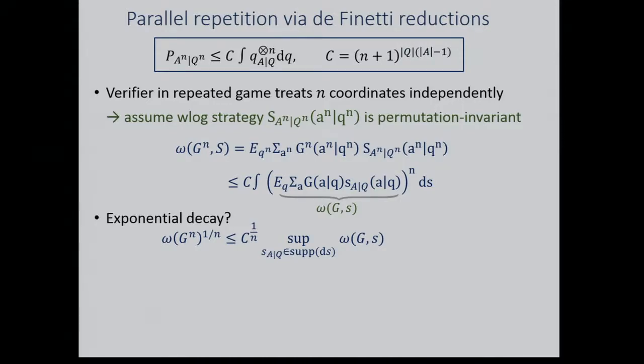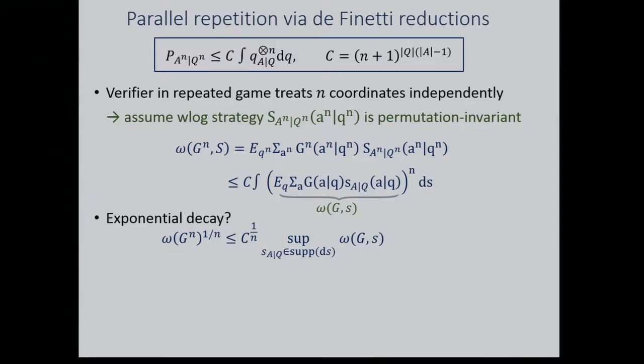And so, all right, let's raise this to the power 1 over n. We get this constant to the 1 over n, so this is going to go to 1 as n goes to infinity. And then this here, I can just take the worst case, right? So I'll take the supremum over all strategies in the support of my prior of how well that strategy does. And this will be raised to the n. When I raise to the 1 over n, I get the value of the game.